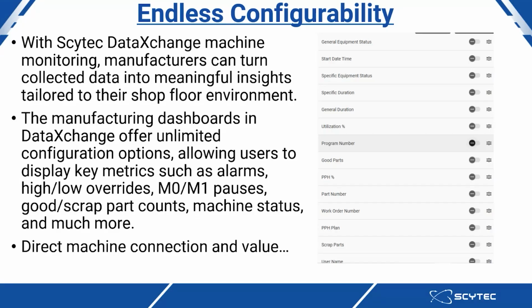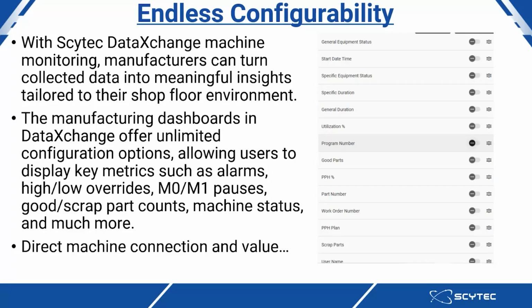Now, if you look over on the right, you can see a bunch of toggles and descriptions next to those toggles, including things like program number, good parts, parts per hour percentage, part numbers, work order numbers, the logged in user for DataXchange. All these things can be turned on inside your DataXchange real-time dashboards to show the necessary metrics that you are looking for. And as I said earlier, this is an overall idea of endless configurability inside of DataXchange that can show you all the needed metrics.